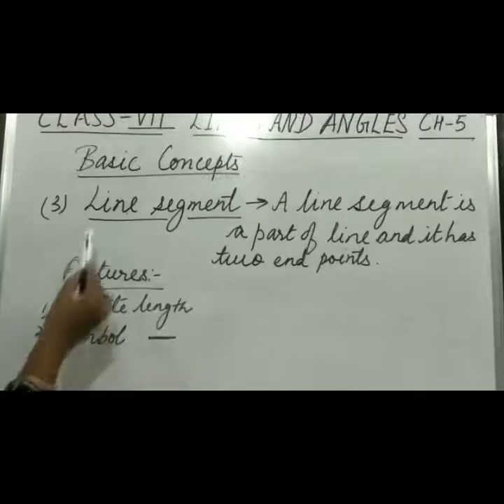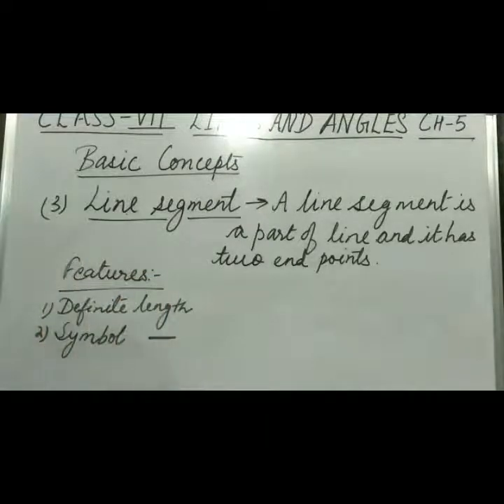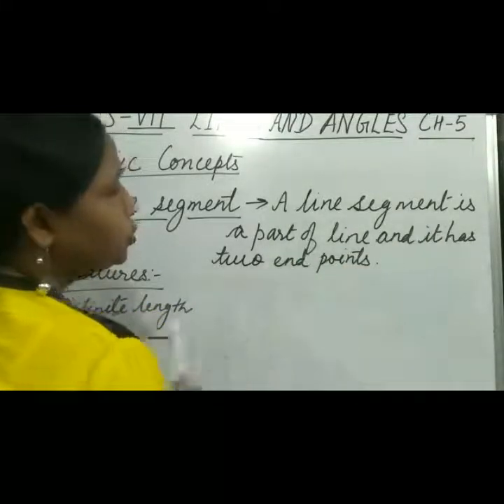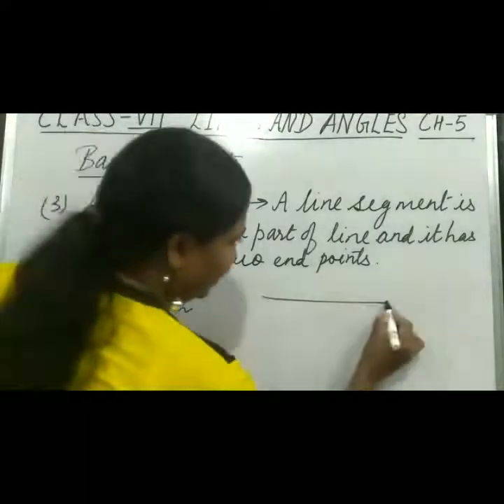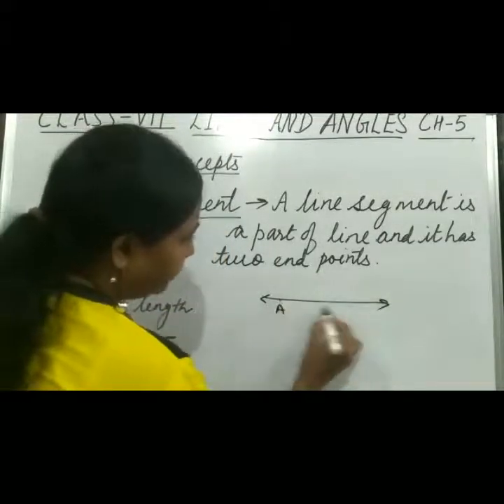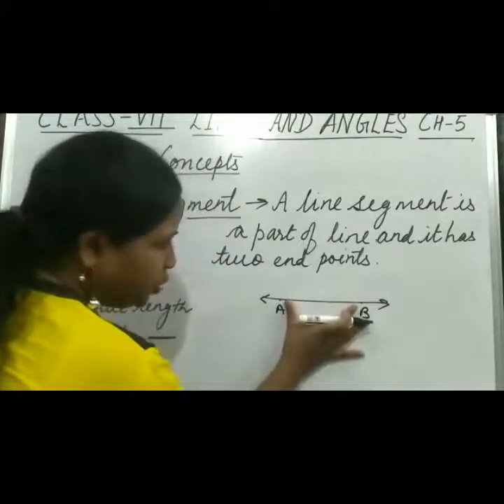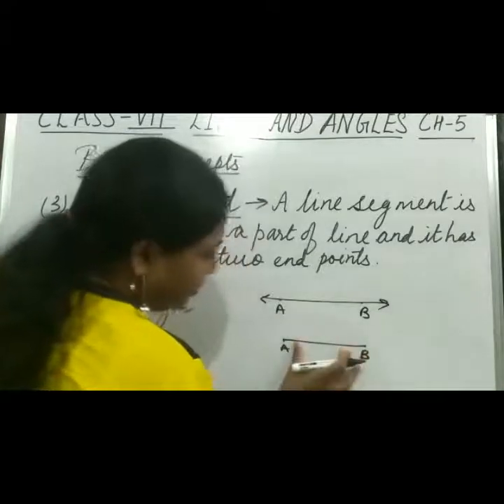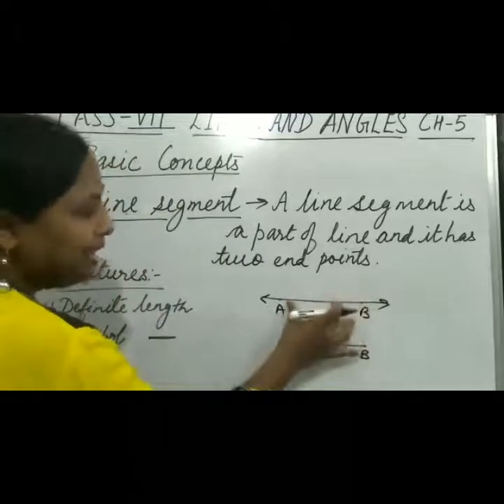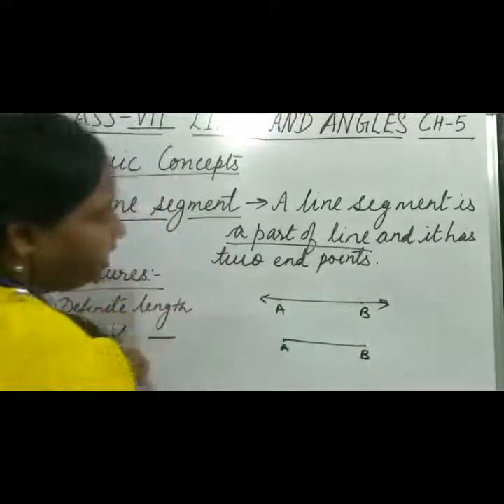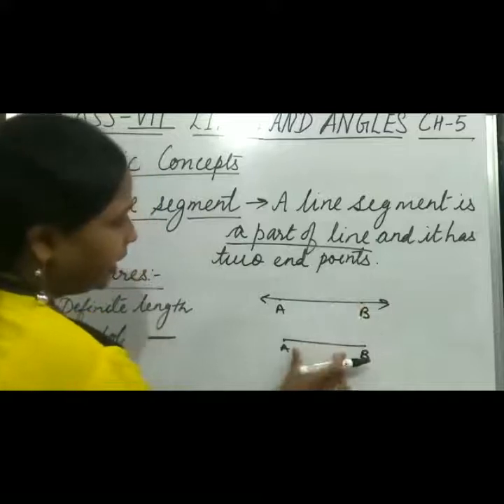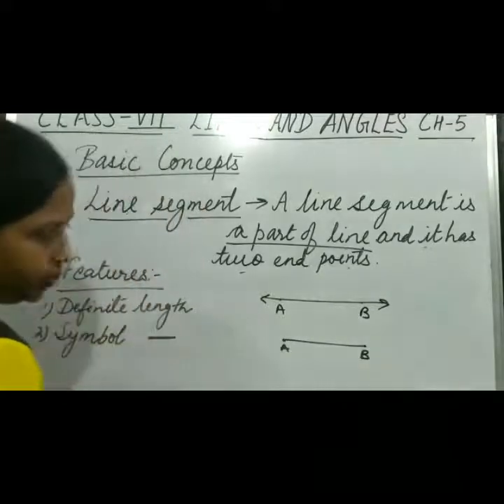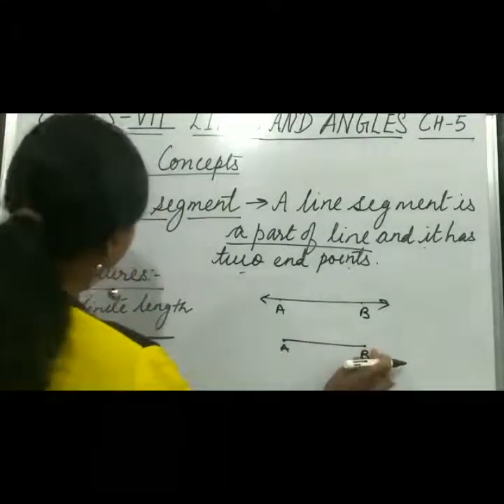Now the third concept is line segment. The definition of line segment: a line segment is a part of a line and it has two end points. Now see, this is a line AB. Now if I take this much part AB here, we can say this part is the part of this line. So this is the definition. It is a part of a line, and it has two endpoints. That means this is one endpoint and this is the other point. This is the starting and this is the end point.